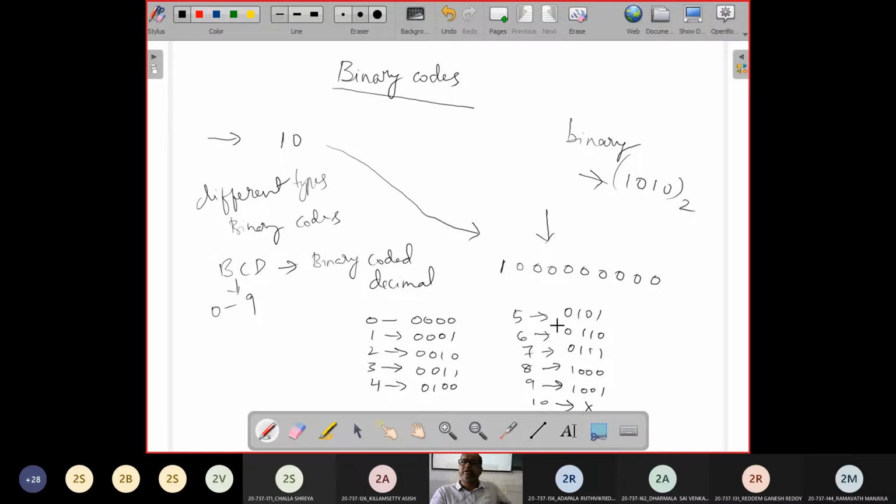So what is the alternate way? How do you represent 10 in BCD? Represent each digit of the number separately. I am writing it here. So the 1 you represent separately and the 0 you represent separately. So this will be 0001, then 0000. This is the BCD representation of 10.